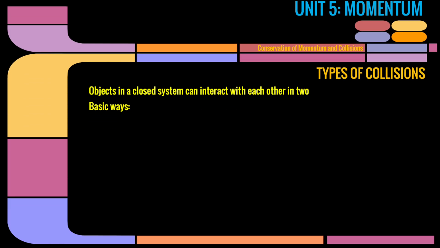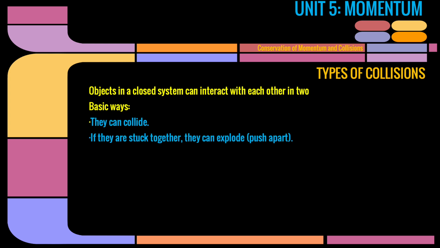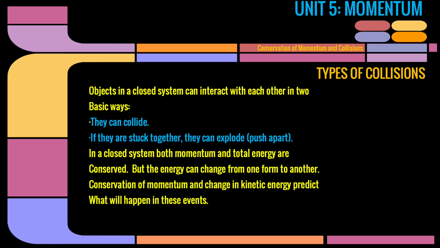So objects in a closed system can interact with each other in two different ways. They basically collide, or they can explode. They can stick to each other, or they can explode or push apart. So we kind of have a disclaimer here. An explosion in physics is much less exciting than it is in chemistry. Typically, what we mean by explosion is a spring being released, or an object being separated from another object. That's really all that means.